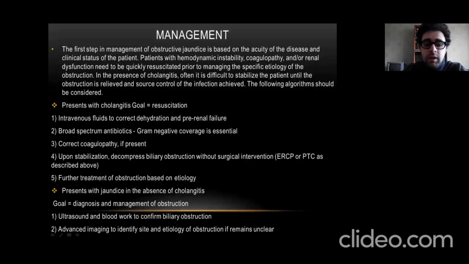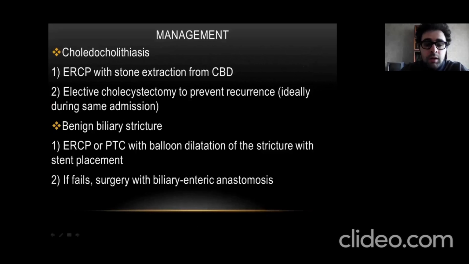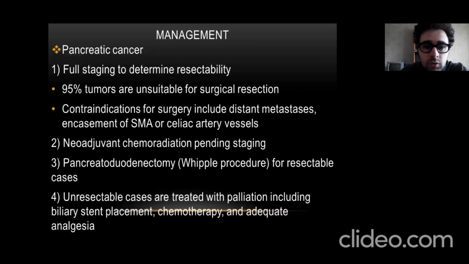Treatment of mechanical jaundice: biliary decompression. If it is cholangitis, resuscitation plus antibacterial therapy. If cholelithiasis is the reason of mechanical jaundice, then you should make stone extraction. Benign biliary stricture, balloon dilatation. Management is strongly connected with etiology. Because of that, you should make a correct diagnosis.